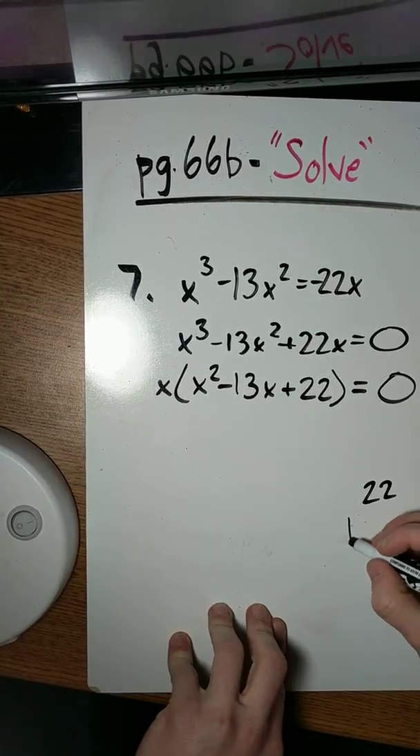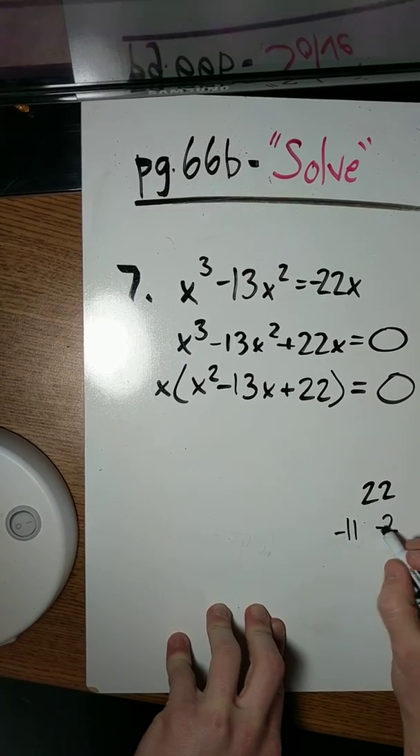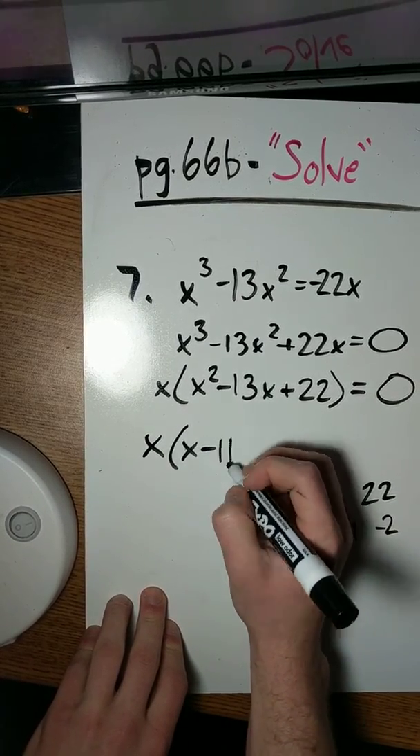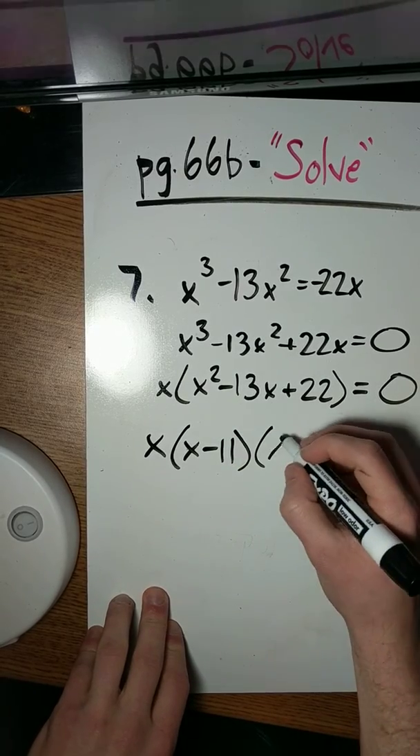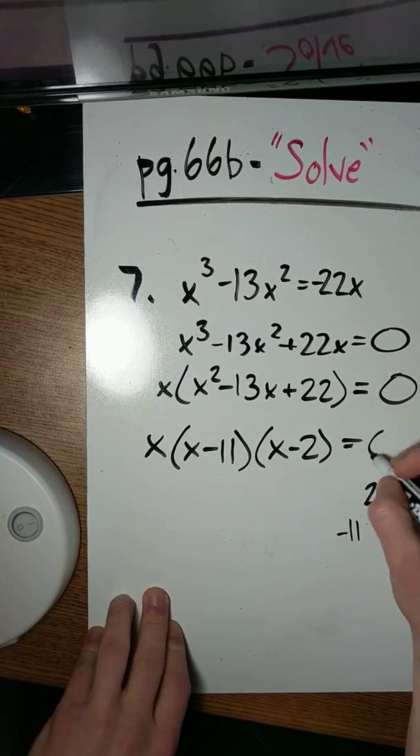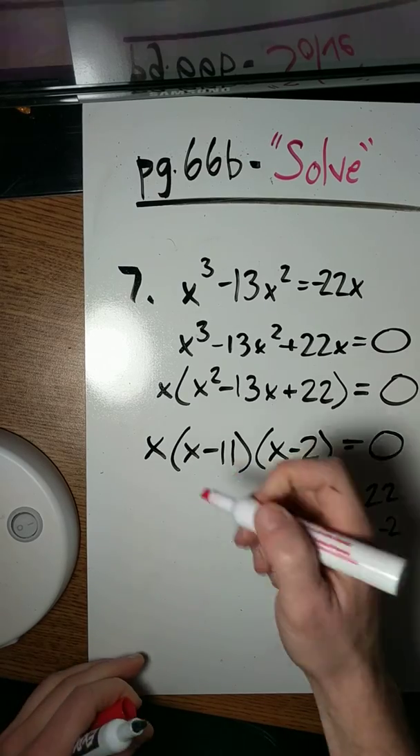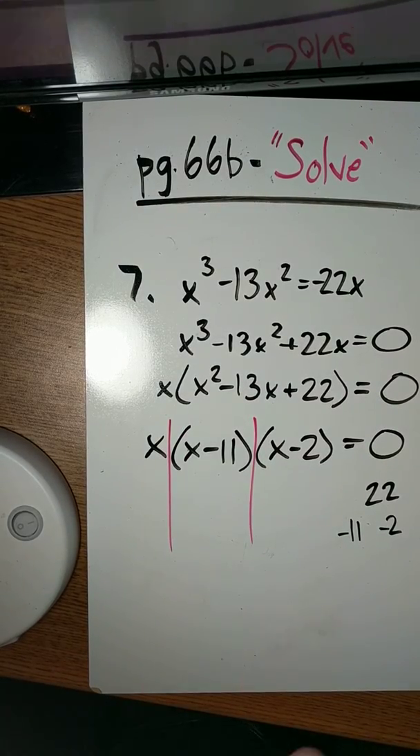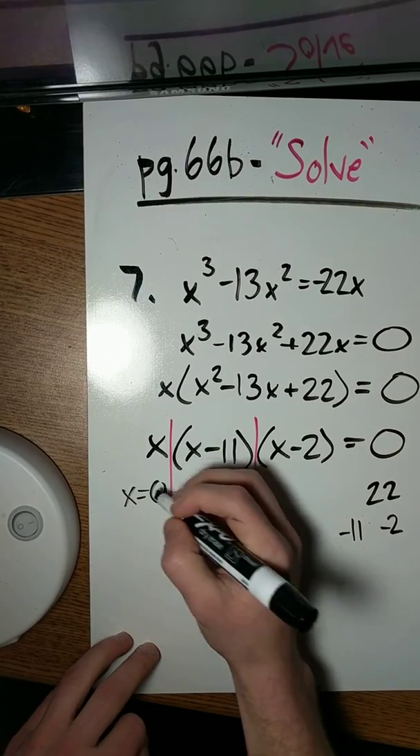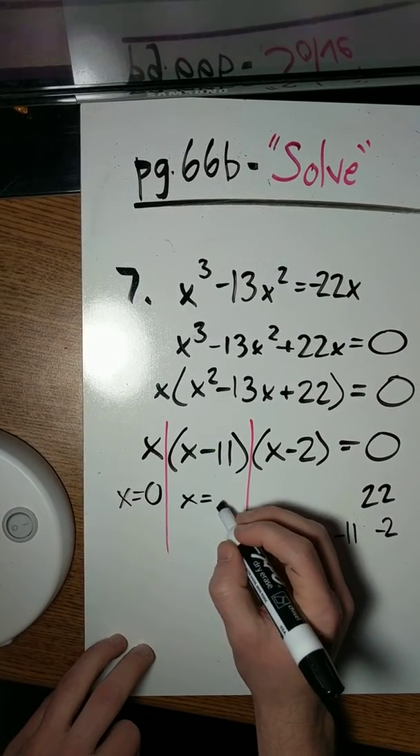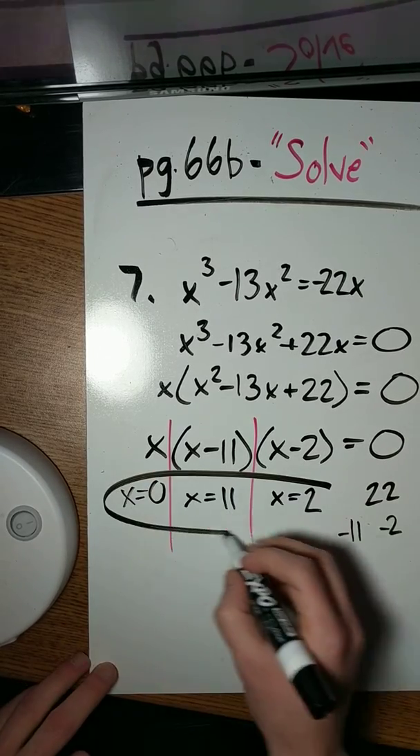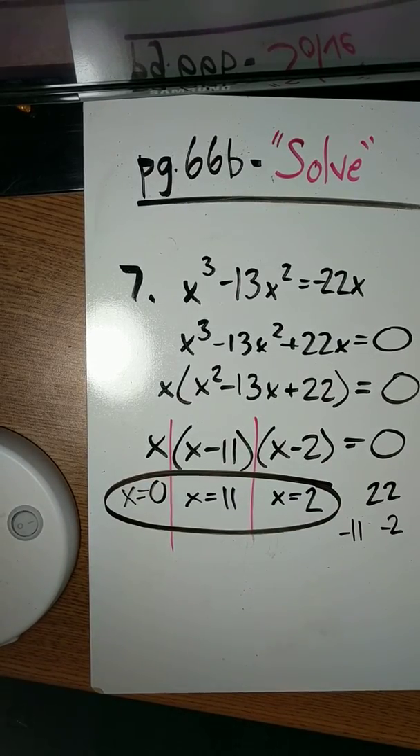So I know right off the bat that would be 11 and 2. Both have to be negative. So we could just jump right to our binomials. X minus 11, since it's a type 1. X minus 2 equals 0. And here it's now time for the zero product property. Okay, use the zero product property. So in here, x would equal 0. X equals 11, and x equals 2. These would be our 3 solutions.